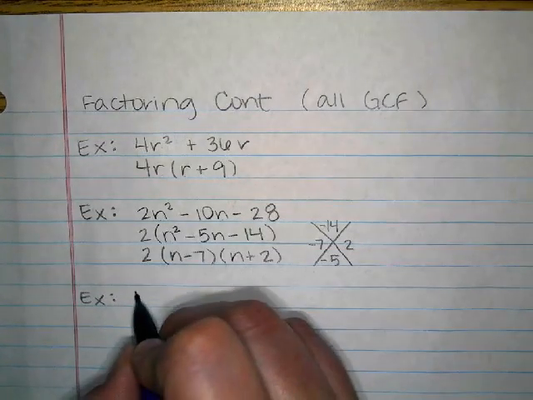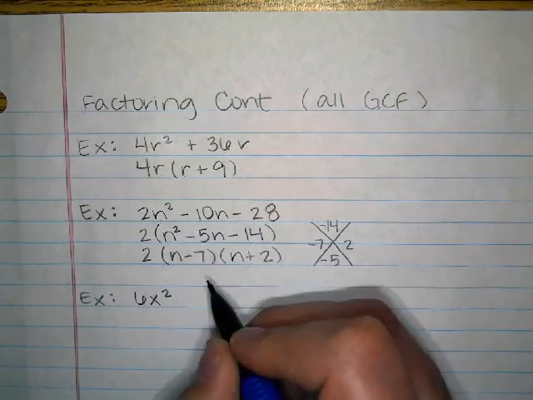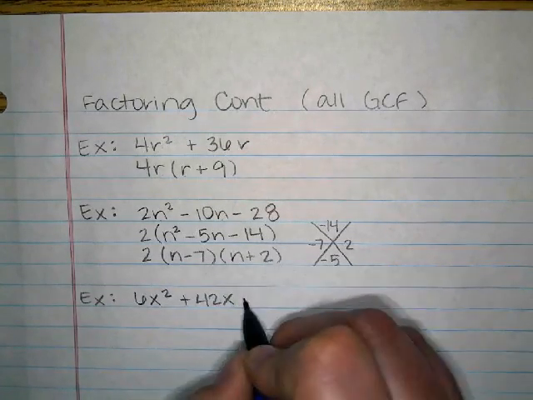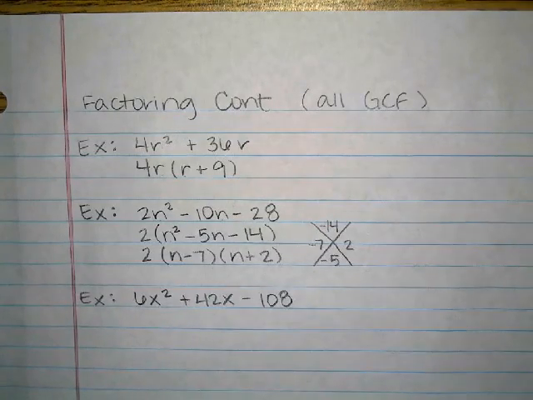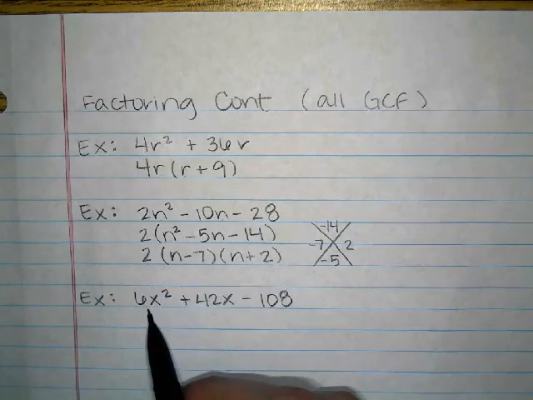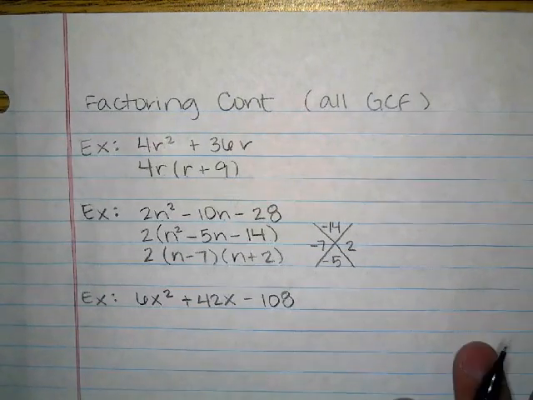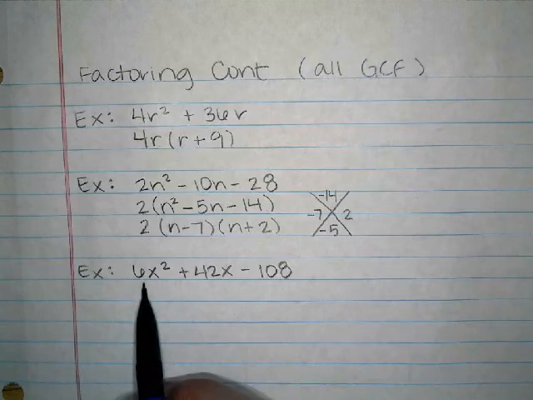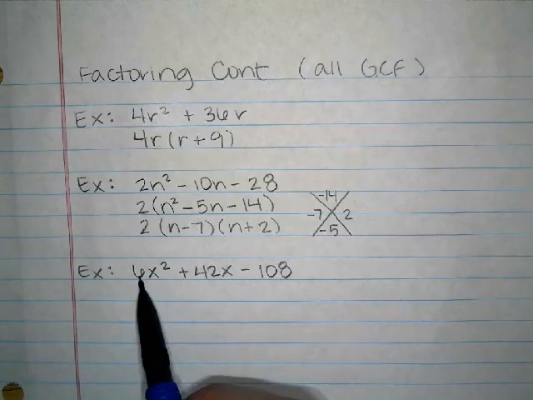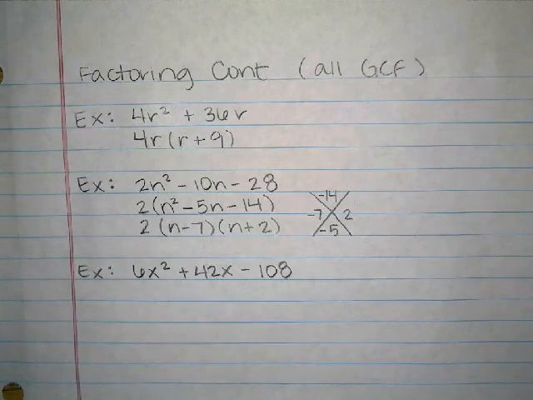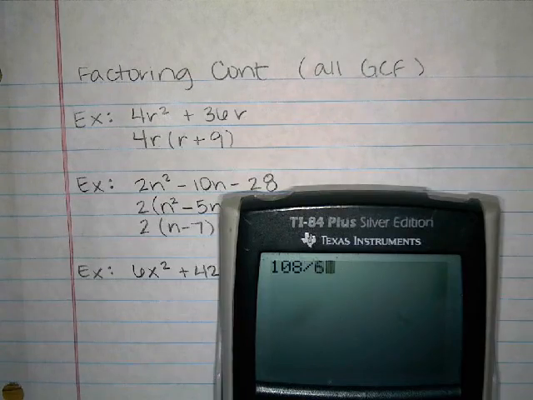So for this one, we'll go ahead and do some bigger numbers. 6x squared plus 42x minus 108. So on this one, the 6 in the front could be a GCF, or it could be that this is just a slide divide problem. So whenever I see a number in the front, I'm now always going to check to see if that's a GCF. So I'm going to look, 6, does that divide into 42? Yes. Does that divide into 108? I'm not sure, so I'll go ahead and check. 108 divided by 6, okay, yes, it's 18.